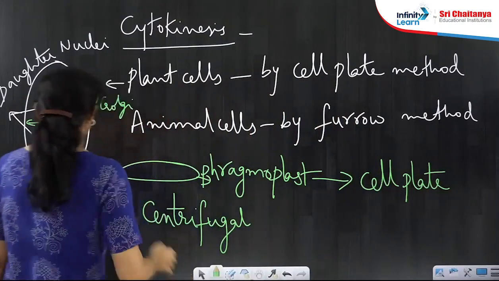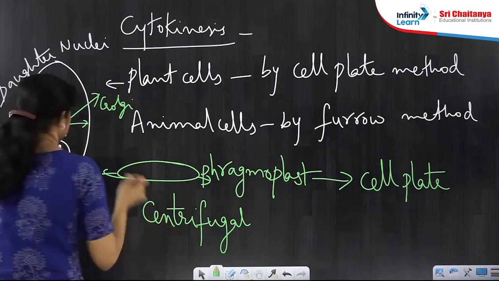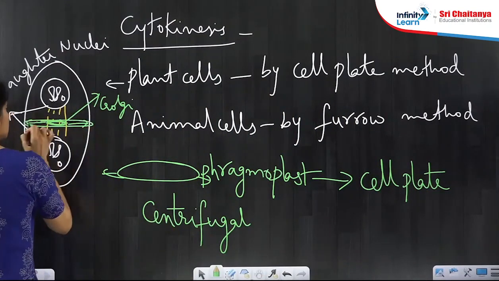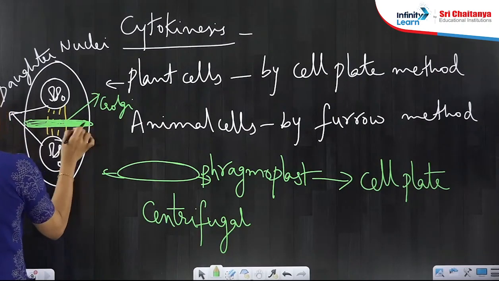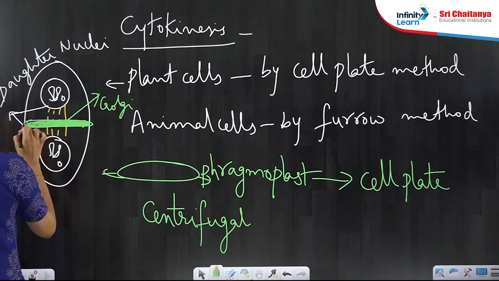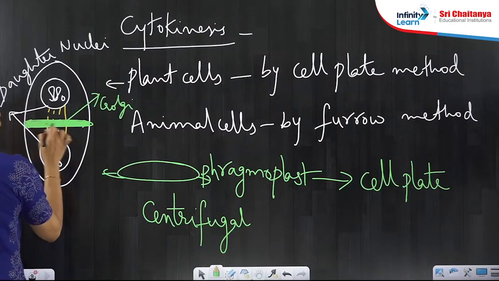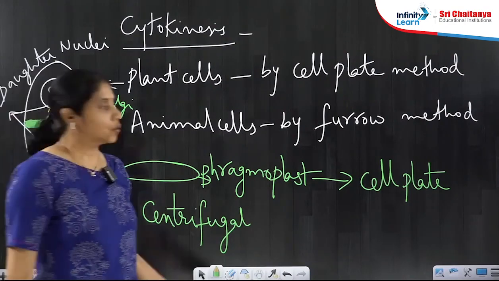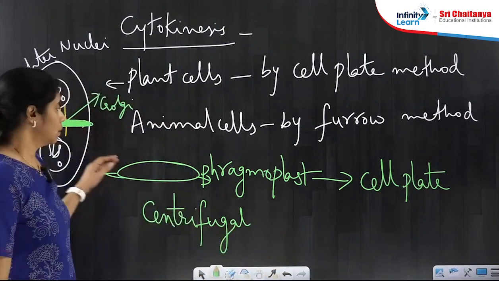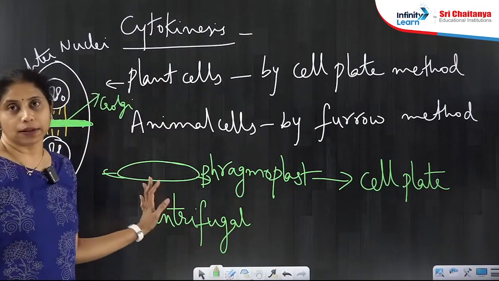Exactly in the middle, the cell plate will be formed like this. Here all cell wall materials will be deposited, and now the cell plate will be turned into the cell wall. So now it is dividing one plant cell into two daughter plant cells. This is how the cytokinesis will happen in the plant cells.